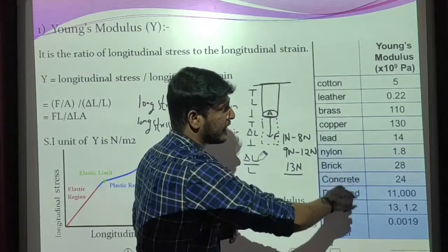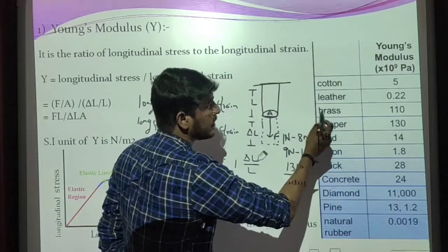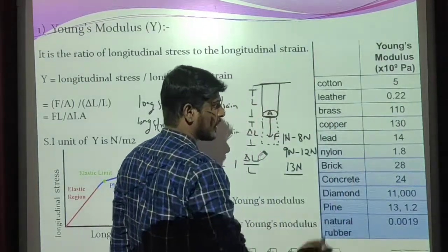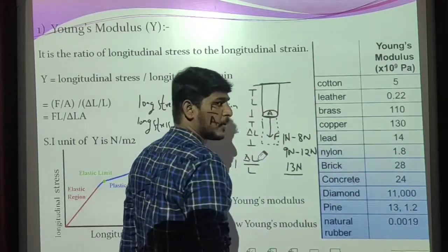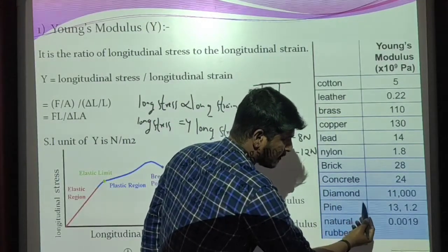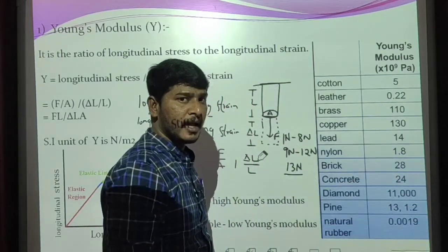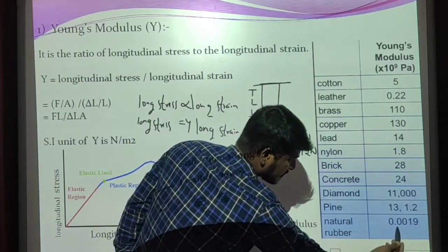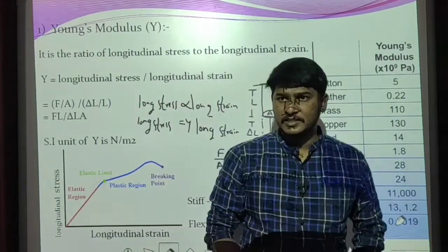In this chart we can see Young's modulus for different materials. For cotton, Young's modulus is 5 into 10 to the power 9 pascals, and for brass, it is 110 into 10 to the power 9 pascals. For diamond, Young's modulus is 11,000 into 10 to the power 9 pascals, and for natural rubber, it is 0.0019 into 10 to the power 9 pascals.